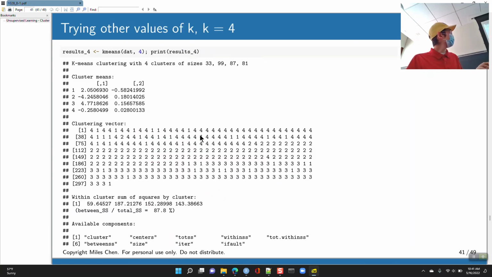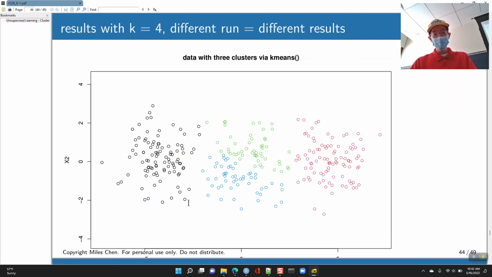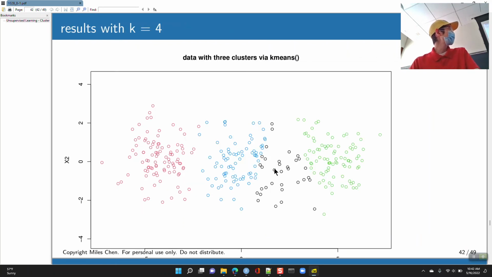So here, with k equal to 4, one thing we can look at is the within sum of squares and between sum of squares value. Here we got 87.8. Over here we got 88.0, okay? And if you look at these numbers, some of the clusters end up smaller, right? So this one ends up with 78 and 79, and that's probably the blue and the green over here. And over here, one cluster ends up 59 and the others end up in the 100-somethings. So the 59 cluster is probably the smallest one right here.